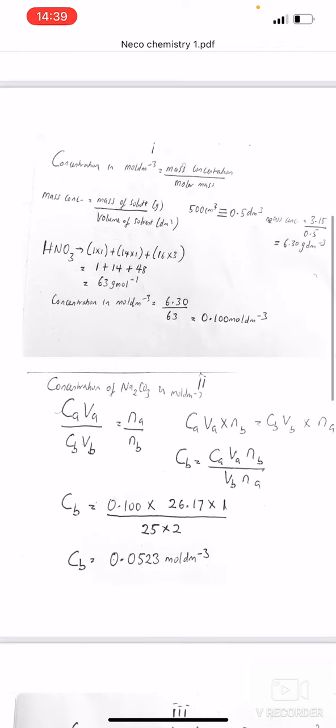So let's look at that Roman figure 2 clearly stated there. We use the formula CAVA over CBVB is equal to NA over NB. And when we make CB the subject of the formula, we get the answer that we are looking for. And you can see that it's also in 3 significant figures. So please, your answer must be in at least 3 significant figures. So that is CB. And the CA is what we got in Roman figure 1. The VA is your titer value. That's 26.17 for me. It might differ from yours.